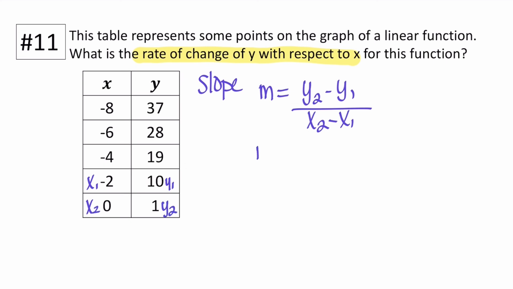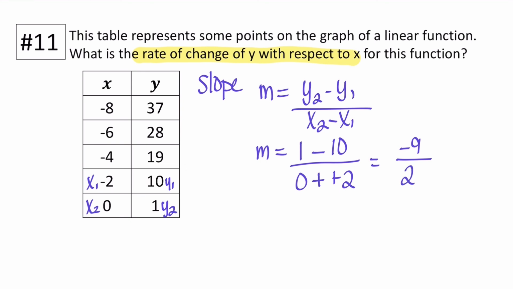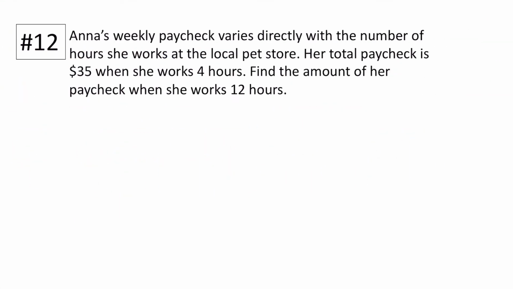So now let's plug into our formula. We have m equals y2, which is 1, minus y1, which is 10, over x2, which is 0, minus x1, which is negative 2. So now when we simplify this, we get 1 minus 10, which is negative 9. That's over 0 minus negative 2, which is basically 0 plus 2. So we have negative 9 over 2, and that is the value of the rate of change. That is our value of slope, so that is the rate of change of y with respect to x for this function. So now let's do problem 12.